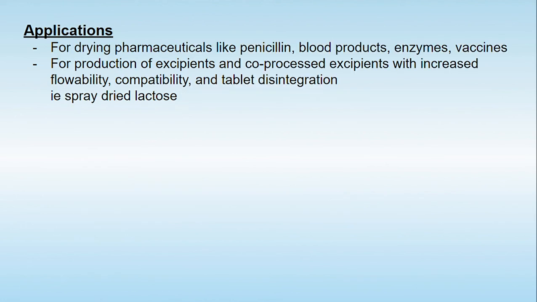Still, the spray dryer is very widely used in the pharmaceutical industry for the drying of pharmaceuticals like penicillin, certain blood products, enzymes, and vaccines. It is used for the production of excipients and co-processed excipients, to increase flowability, compactibility, and tablet disintegration. I'll give one example: spray dried lactose. Spray dried lactose is widely used in the pharmaceutical industry as a diluent. Diluent means filler, and beta lactose can also serve the purpose of a disintegrating agent. So the lactose is dried by this spray drying process, and we get that particular product.